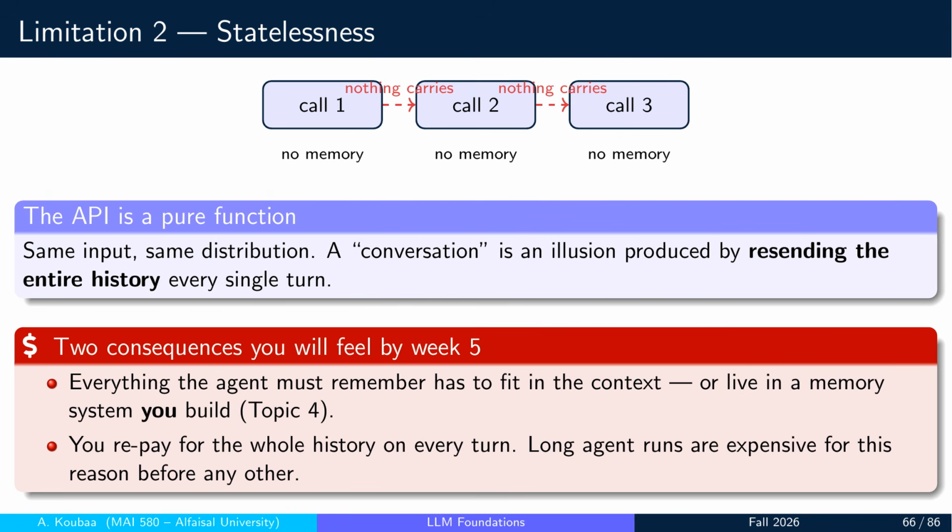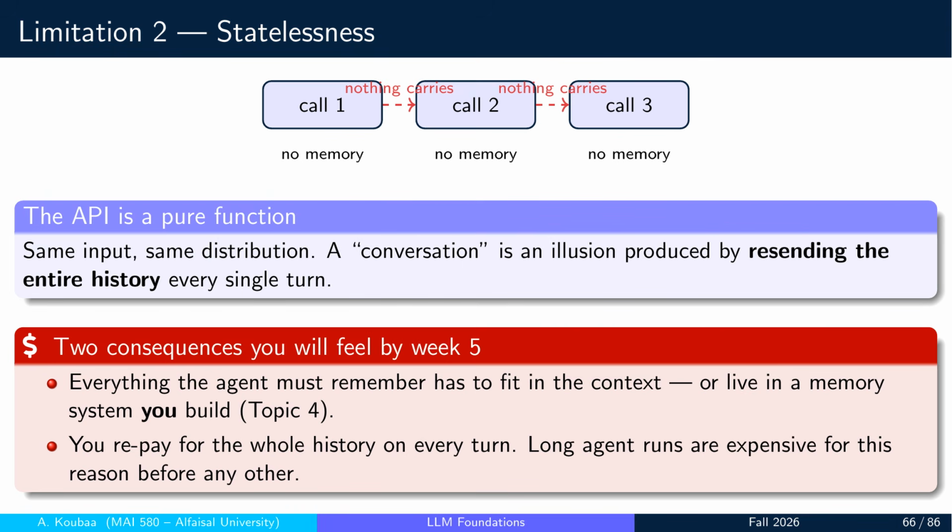Now, the 2 consequences you will feel by week 5. First, everything the agent must remember has to fit in the context, or it has to live in a memory system that you built. That is topic 4, and this limitation is the reason topic 4 exists. Second, and connect this to section 1, you repay for the whole history on every turn. Read that together with the KV cache. Long agent runs are expensive for this reason before any other reason. Not because the model is large, but because the history is resent and recomputed at every step.